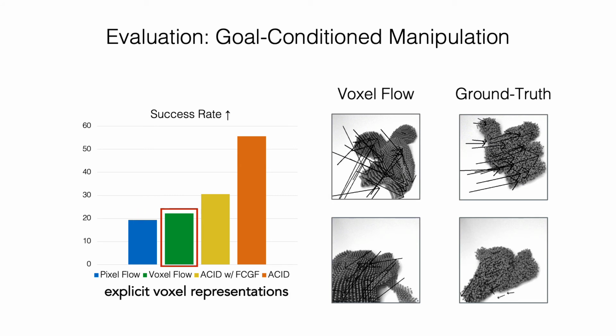We also evaluate voxel flow, a voxel-based action-conditional visual dynamics model. The voxel representation is discrete and gives noisy and inconsistent flow prediction. This suggests the need of a continuous representation when modeling deformable objects and their dynamics.